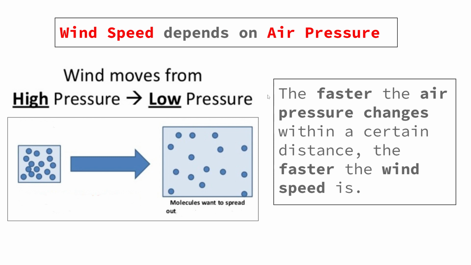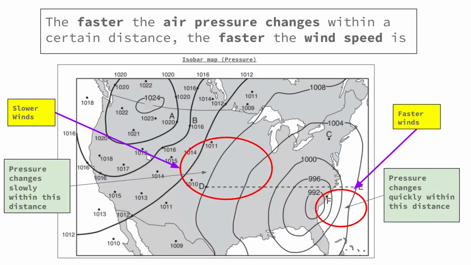The thing about wind is that wind speed depends on air pressure. We already said that wind moves from high pressure to low pressure in our previous unit, but winds also move faster the faster the air pressure changes within a certain distance. So, the faster the air pressure changes, the faster my wind flows.